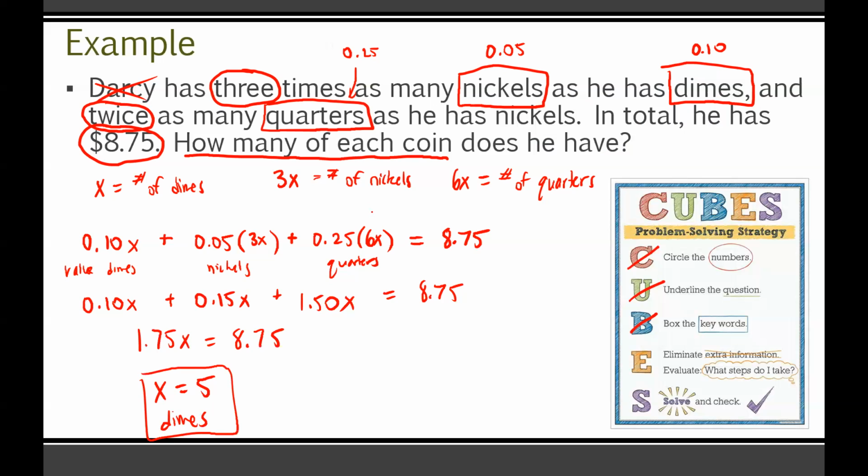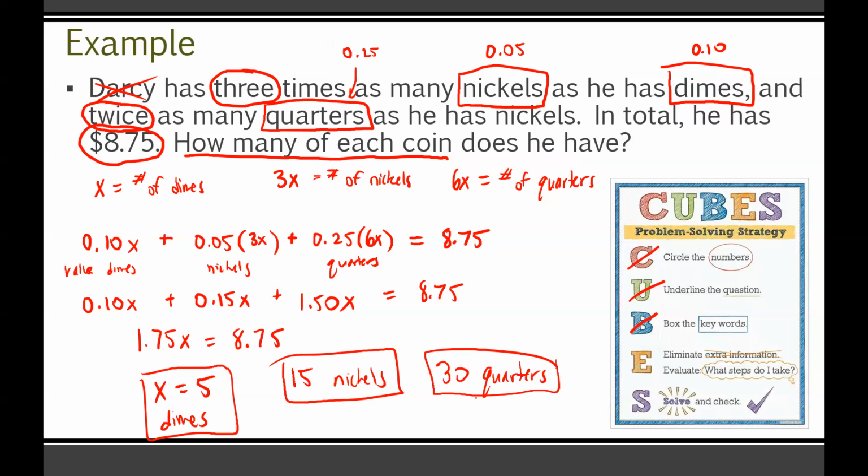The number of nickels we have is 3 times as many dimes. So we can say 15 is our nickels. And the number of quarters we have was twice the number of nickels. So twice the number of nickels here would be 30. And that is going to be how many quarters we have.